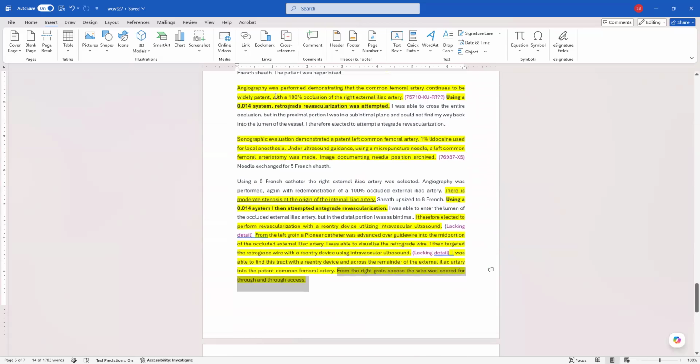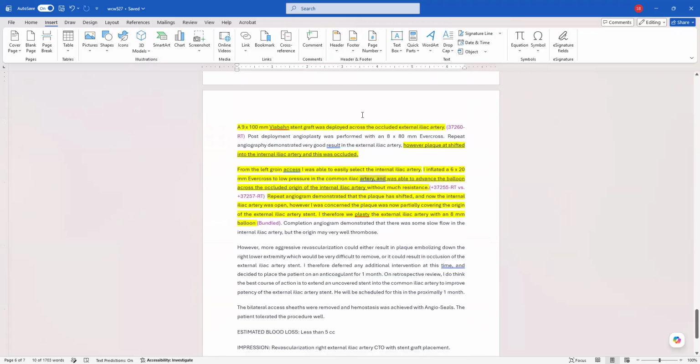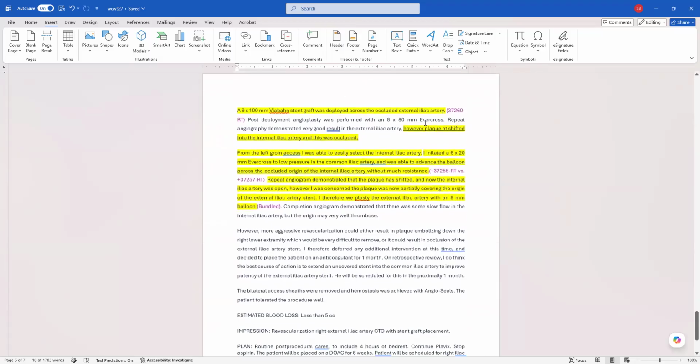If we're going up into our report here, remember, so 100% occlusion. And then it mentions the occluded artery. So we know that we have a complex lesion that's occurring here. And so the stent was placed and then angioplasty was also performed. So that's going to end up being code 37260 for a complex lesion.